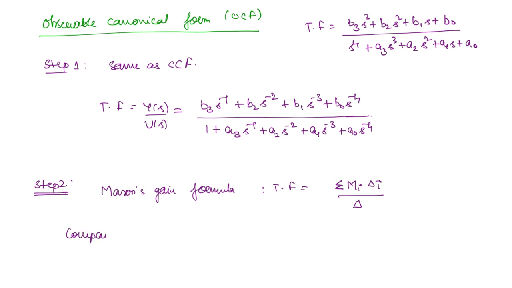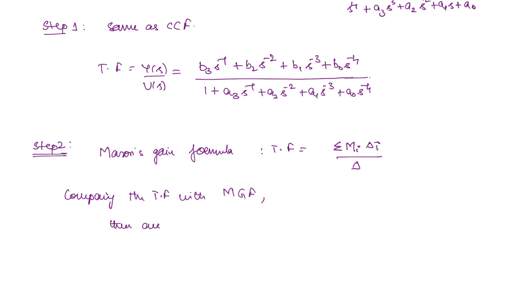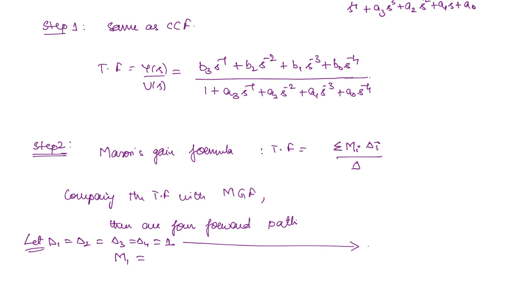Comparing the transfer function with Mason's gain formula, you can see that there are 4 forward paths. So you can equate each of them. For simplicity, we will take delta 1 equal to delta 2 equal to delta 3 equal to delta 4 equal to 1, just for making things simple. If delta 1, delta 2 and delta 3 are all equal to 1, it means any loops, if they are present, all touch each other. There are no non-touching loops. All loops touch the forward paths.